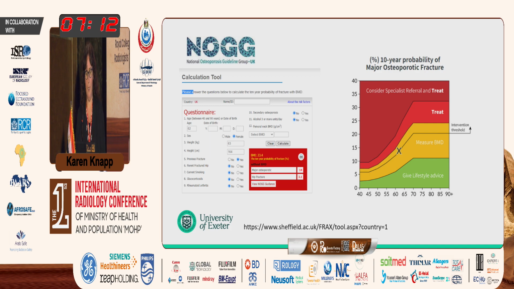So here we have a 62-year-old female who's just had a fragility fracture and has no other risk factors. You can see here that the major osteoporotic risk is 14% and hip fracture is 3.1. And if we look at the NOGG guidelines, we're going to need to measure her bone density with DXA. In the UK, if people are over the age of 75, we could treat them without the need for DXA, although increasingly we're needing to use DXA now. We've got romosozumab, a new drug which has come onto the market recently.